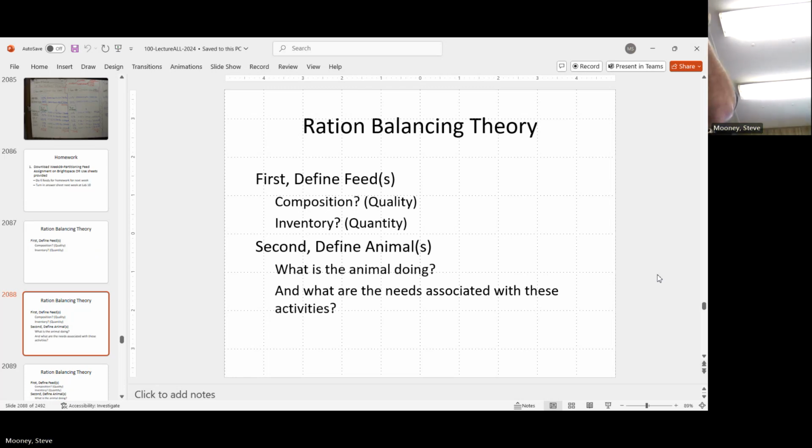Second, we've imported the feeds into the computer program. We start to define the animal we're working with. So what's the representative animal we're going to balance our ration on? We have to go through and define that animal. What's she doing? How old is she? Is she growing? Is she lactating? Is she pregnant? Is she gaining weight? Is she losing weight? All that needs to be put in the program. And then the program, once you describe that animal, will tell the needs associated with those activities.